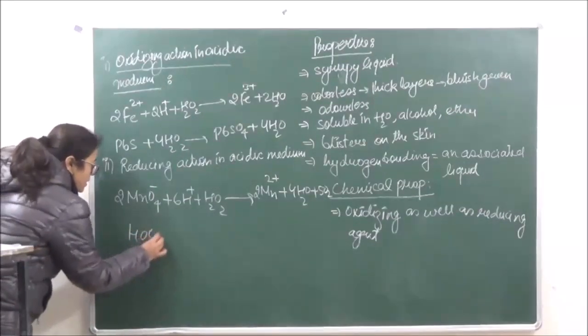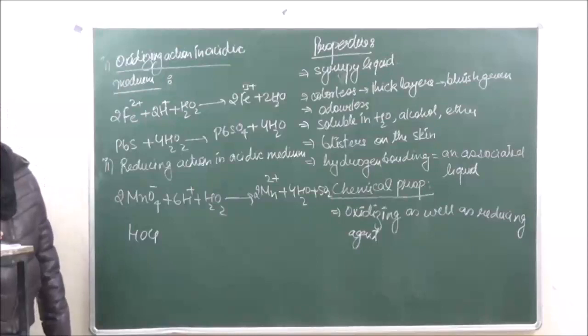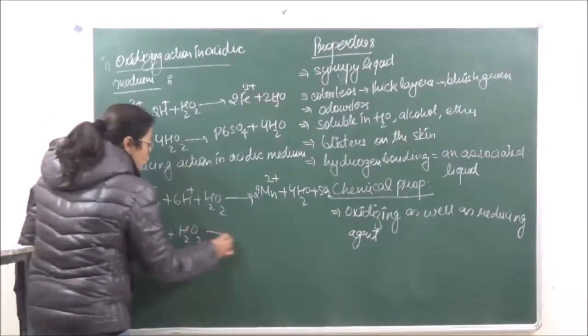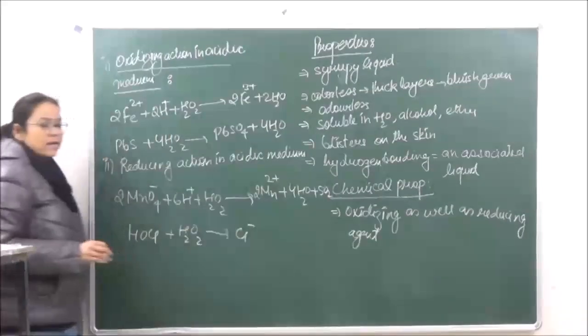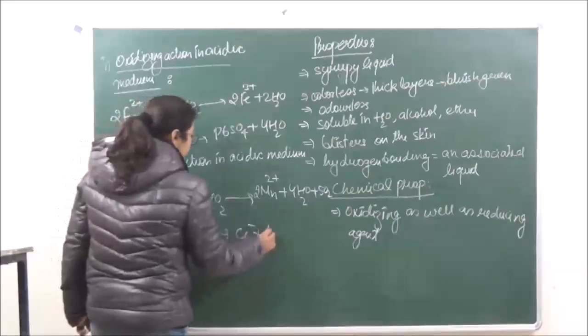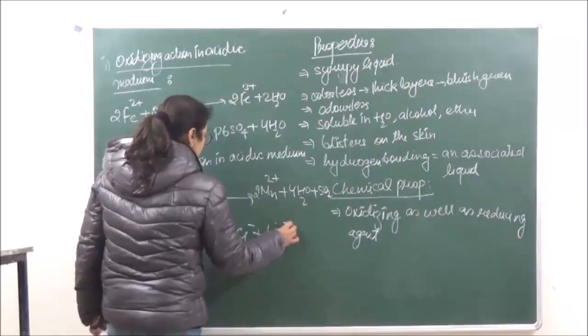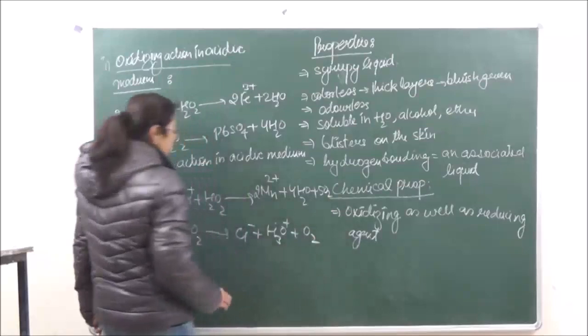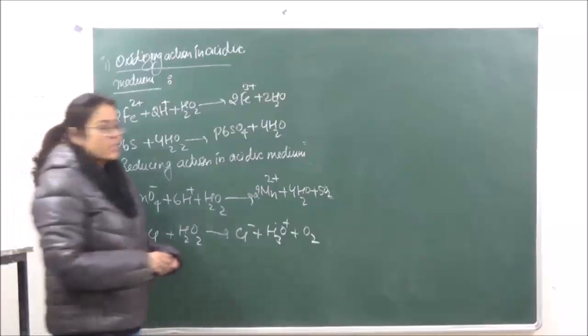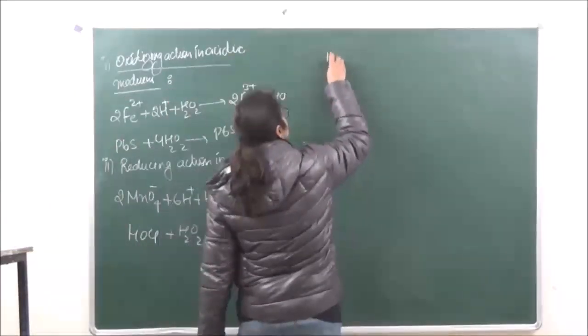Then next we have the reduction of hypochlorous acid, HOCl plus H2O2 to chloride ion. So over here Cl negative is going to be given, plus H3O positive plus O2. Then the next reaction is oxidizing action in basic medium. The third one which we are going to do is oxidizing action in basic medium.